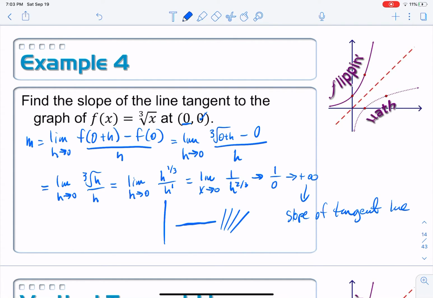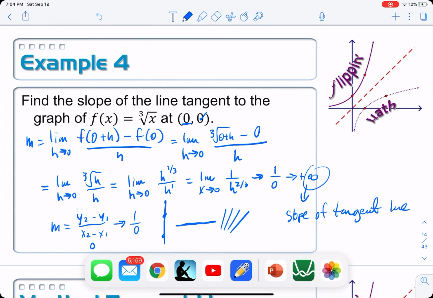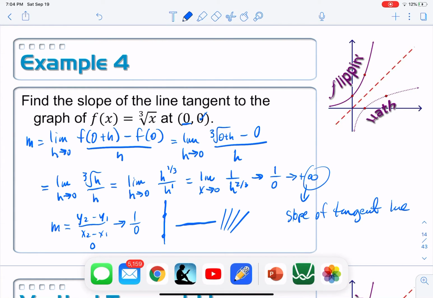And the reason why it's undefined is this, because slope is equal to y2 minus y1 over x2 minus x1. You have yourself a vertical line when your x's are the same. So you get 0 on the bottom, and these two y's are going to be different numbers. So you might get something like 1 over 0, which we know is supposed to be infinity. So what we just found on the graph of the cube root of x is a vertical tangent line.